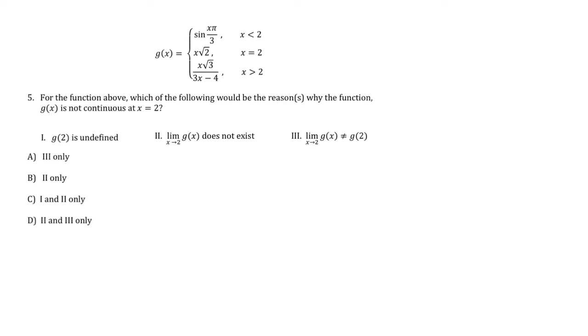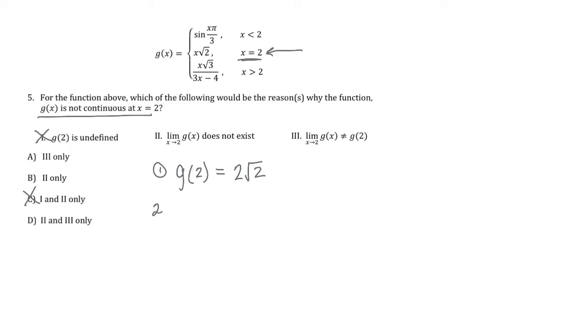All right, for number 5, we need to answer which of the following is the reason why our function is not continuous at x equals 2. So the first thing we need to look at is, is g at 2 defined? That was our first step with all of these. And notice g at 2 is defined right here. That's where x is 2. And if we sub that in, we get 2 root 2. So we know that g at 2 is defined, so that's going to eliminate answer choice 1.